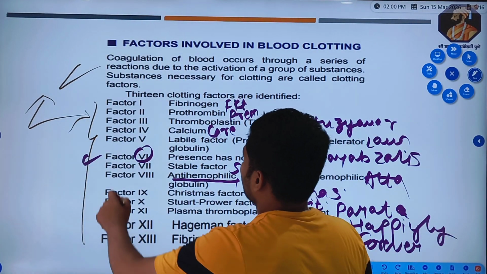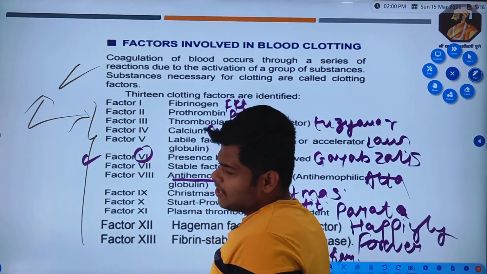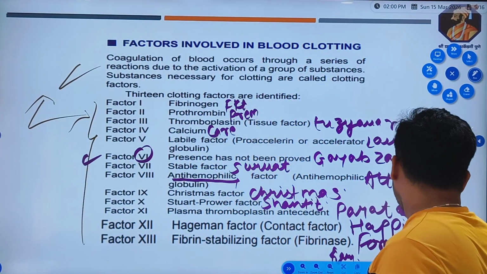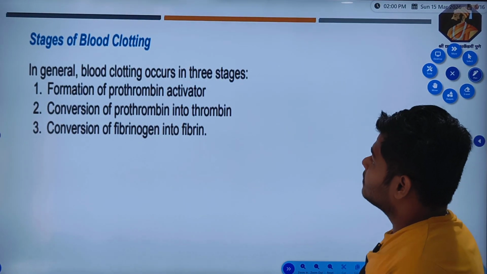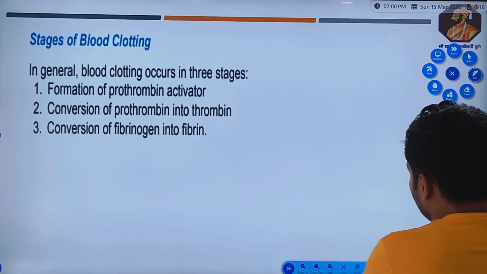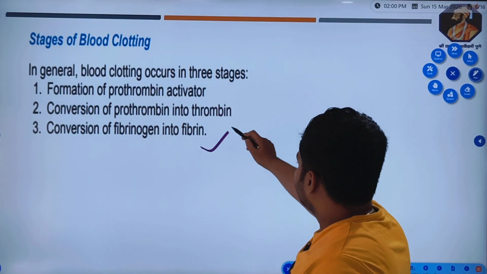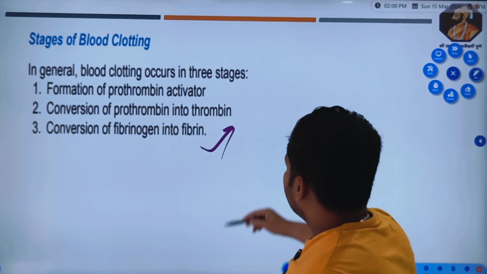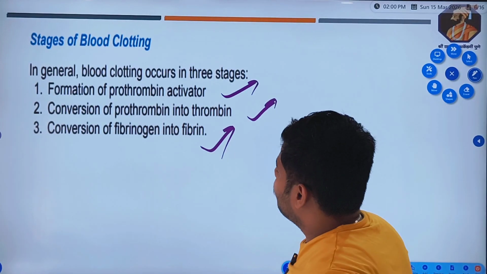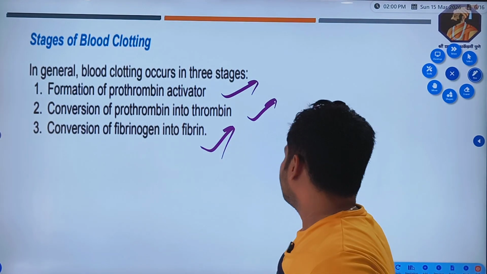All these factors are very important in your blood clotting, the coagulation process. Right? Now let us see next. There are 3 stages in blood clotting. Usually this is the final step, and this is the second step, and this is the first step, right? Conversion of fibrinogen to fibrin.